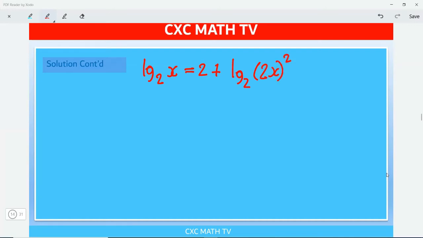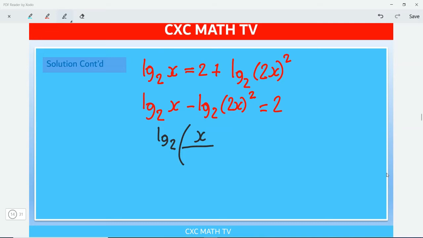When it is 2x all squared now, what we can do is have all the logs on one side if you want. So we can bring that over to the left-hand side to have log base 2 of x minus log base 2 of 2x all squared equal to 2. Rewriting this as one logarithm, it's going to become log base 2 of x over 2x all squared, which is 1 over 4x, equal to 2.